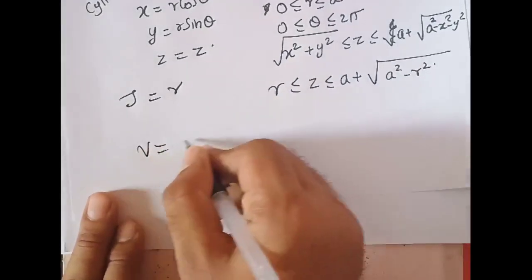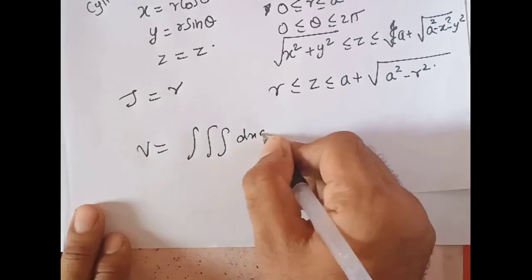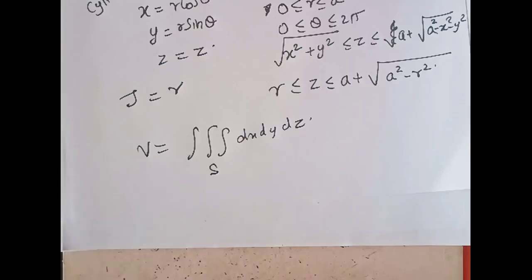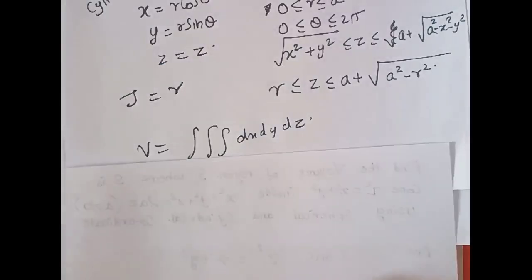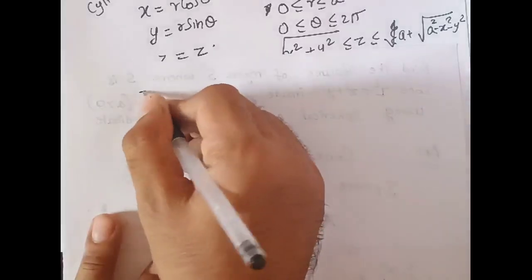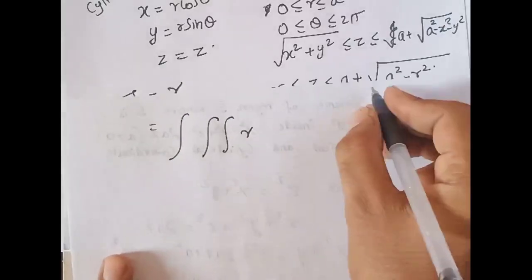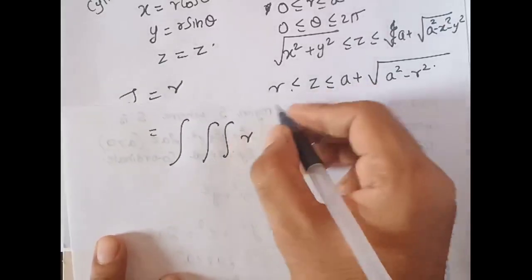So the volume is the triple integration of dx dy dz over the region S. And since we are doing the change of variables, we need to multiply by the Jacobian. So that will be the triple integral of r, and then we can take anything in any order, it doesn't matter, only r should come before z.